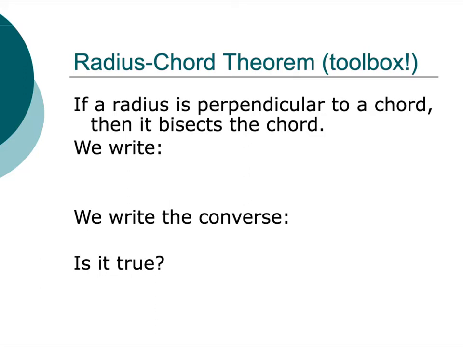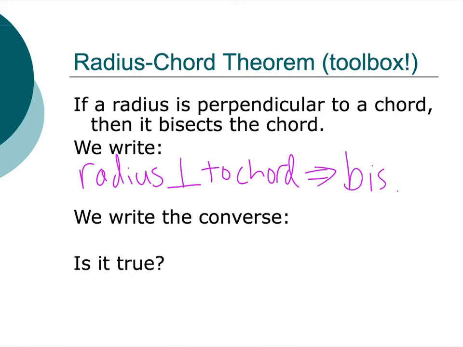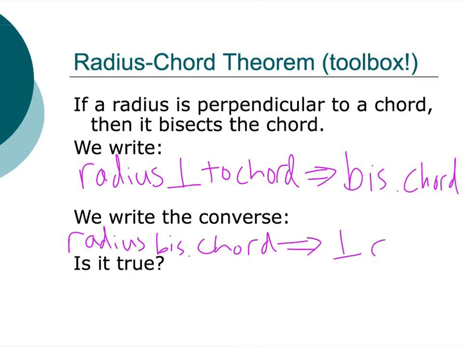All right, a lovely theorem here, the radius-chord theorem. If a radius is perpendicular to a chord, then it bisects the chord. So let's shorten that up. Radius perpendicular to chord, then bisects chord. Cool. The converse would be if a radius bisects the chord, then, let me keep it in the same format, my apologies, then perpendicular to the chord.